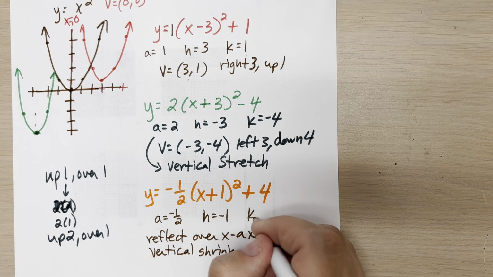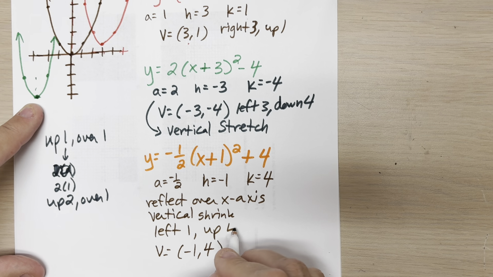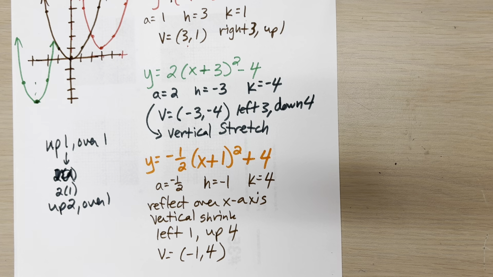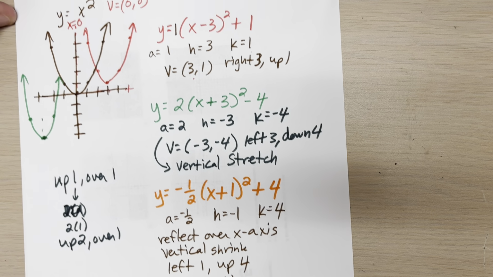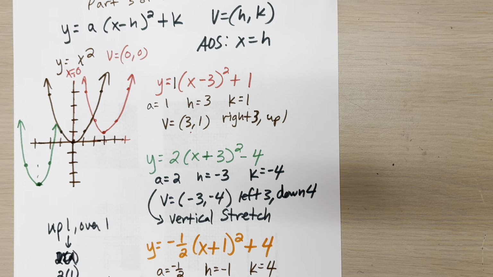-1 means I'm going left 1. +4 means I'm going up 4. All right, let's plot this thing. I'm going to go back over to my grid here. Sorry, I'm off the screen with the other stuff. We've got (-1, 4), so that's up here.